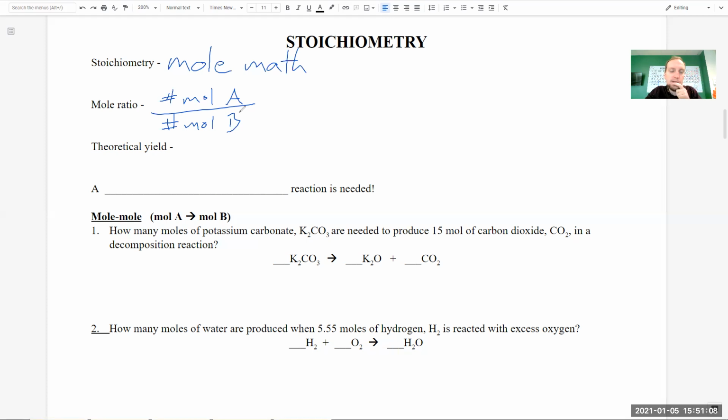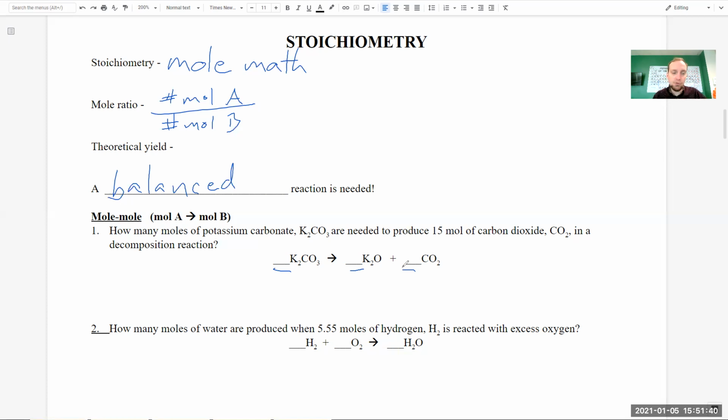Now, the only way we could really get that ratio is we must have a balanced reaction. It must be balanced. If our reaction is not balanced, we're not going to be able to get a mole ratio, because basically what I have not told you yet is these numbers right here are actually your moles. So when we get a balanced chemical reaction, the numbers, the coefficients, if you will, that are in the front of the compounds are the moles, and we're going to use those numbers to make our molar ratio.